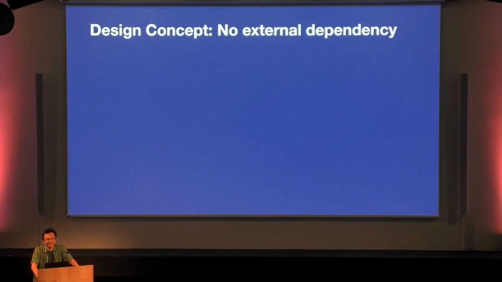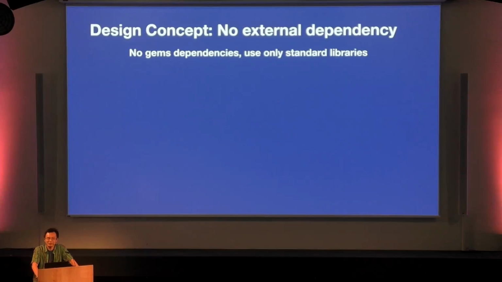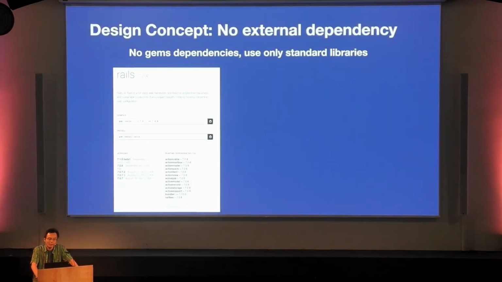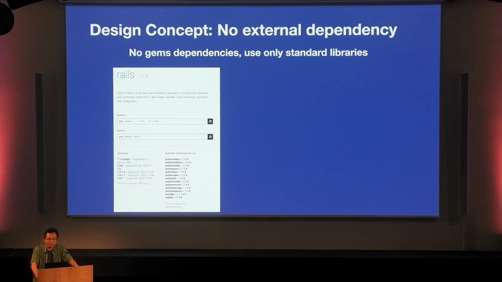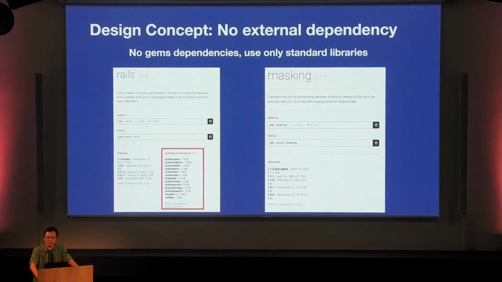No external dependencies. In other words, no gem dependencies. Use only standard libraries. Rails has a bunch of dependencies here. To be fair, they are internal dependencies, but for instance, gems can show what the dependencies are here. This is masking: nothing. Right?